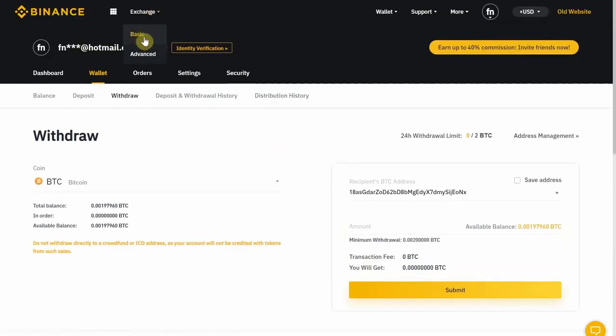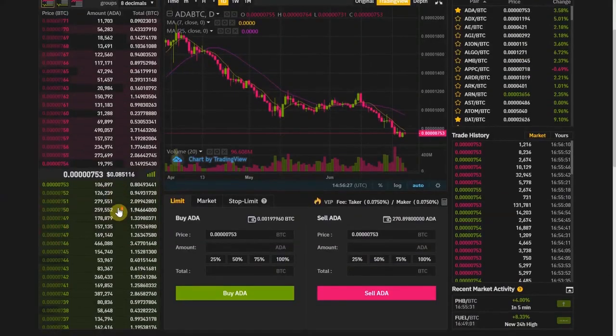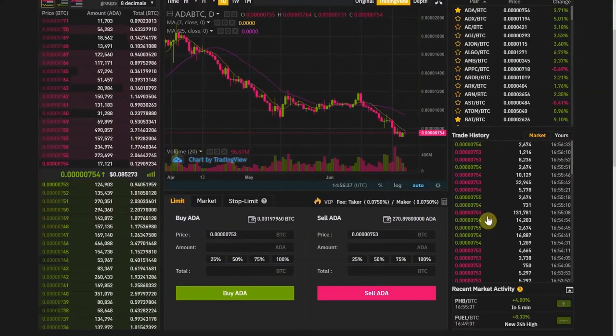I'm gonna do the basic. I'm gonna show you the advanced later, but it's basically the same thing. Yeah. And we get to the exchange. And if this is your first time in a crypto exchange, I can see how this can be intimidating. So let's break it down in sections.